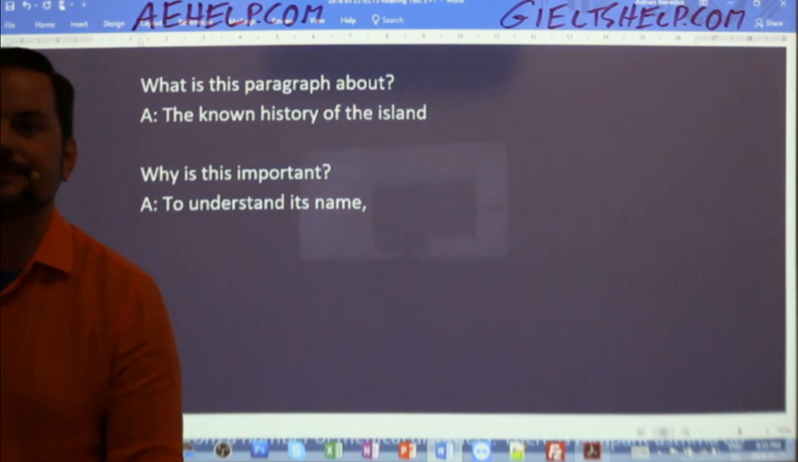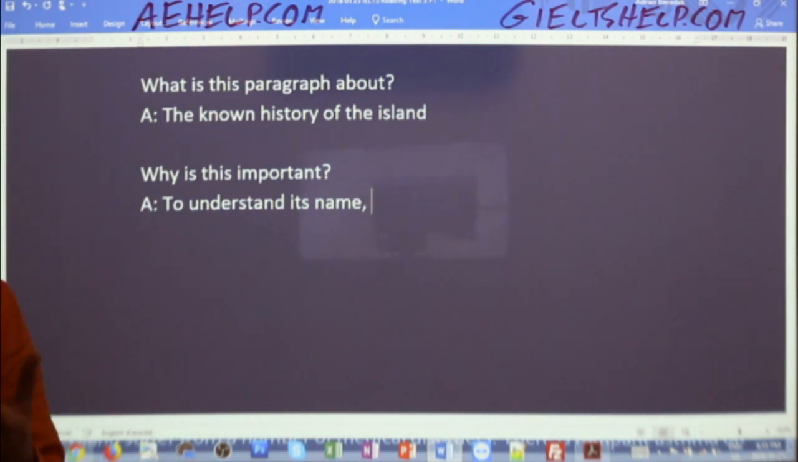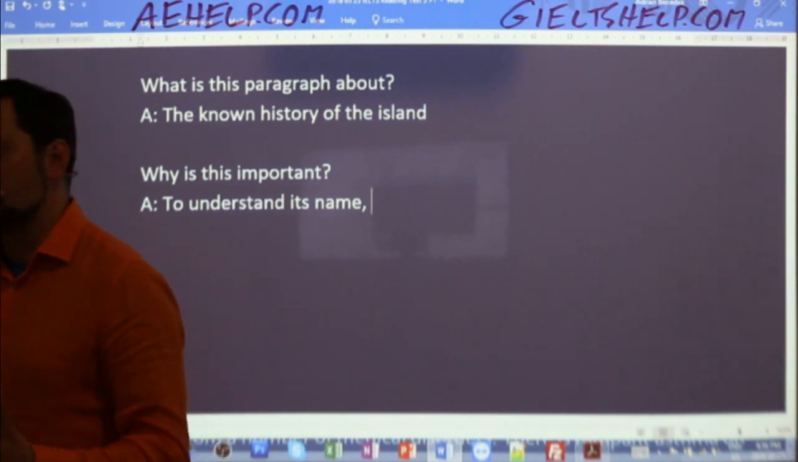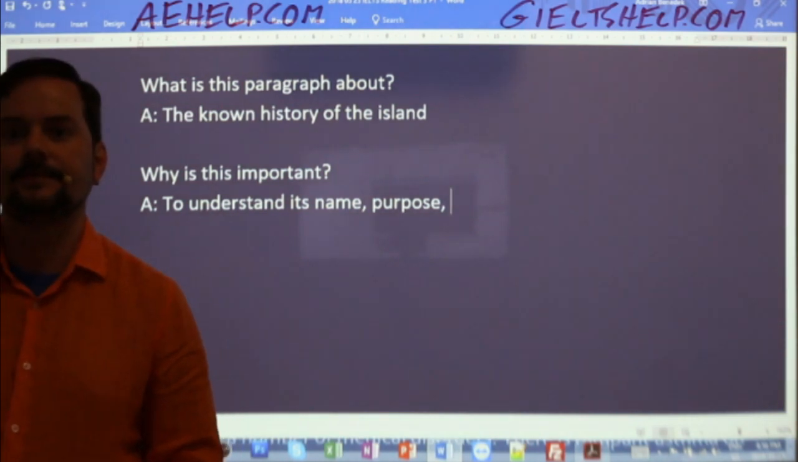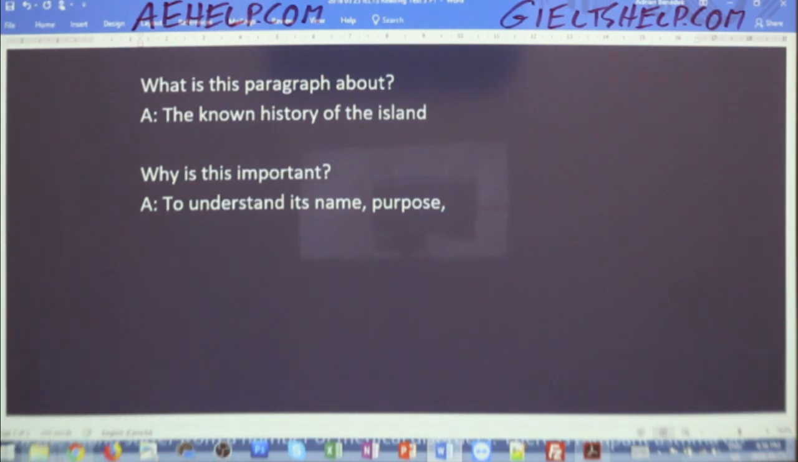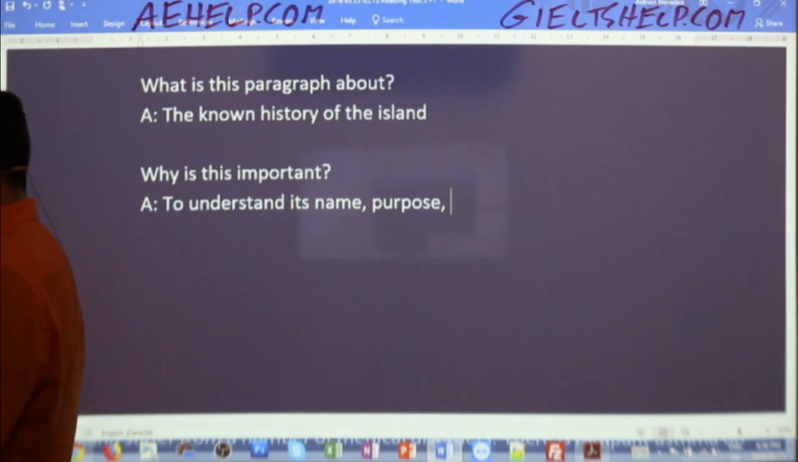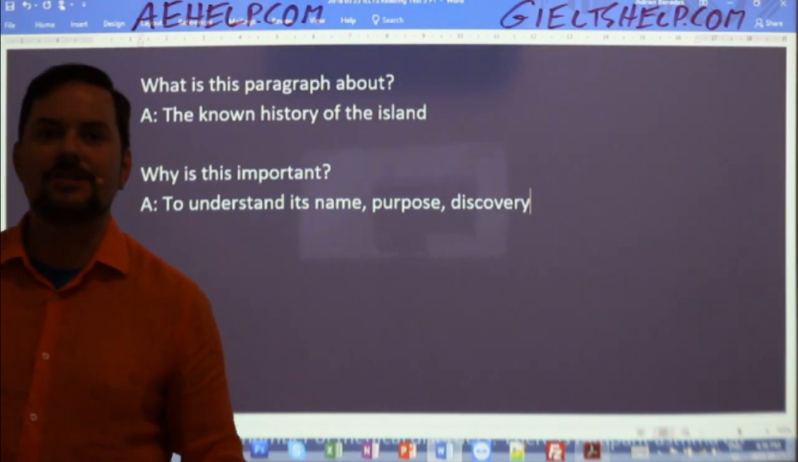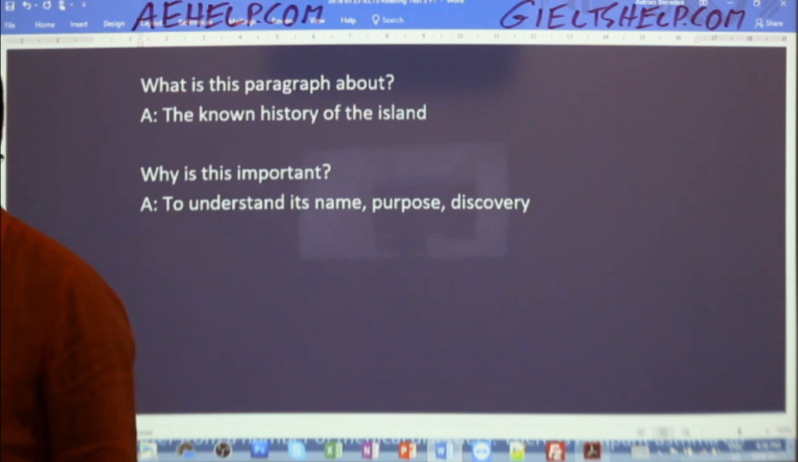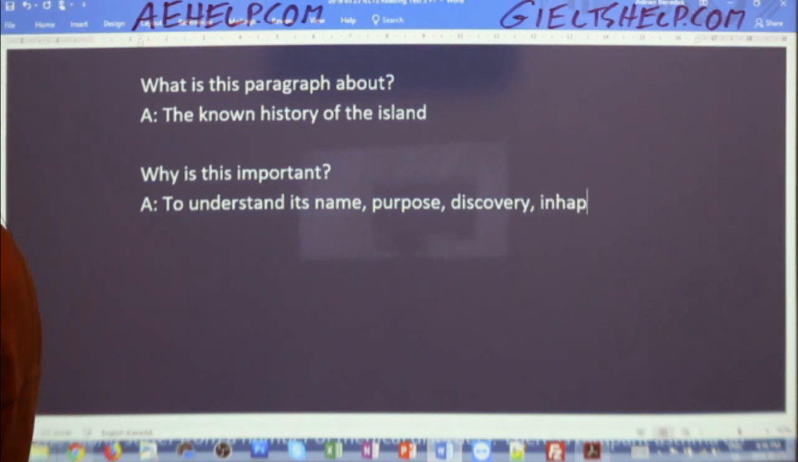What else? To understand its name, what else do we understand by the importance? So what it was used for, right? Its purpose, to understand its name, its purpose. And what else? Discovery, right? Okay, so why is it important? To understand its name, its purpose, its use, its discovery, its inhabitants even, or visitors. Okay.